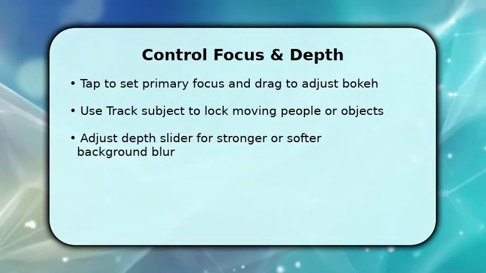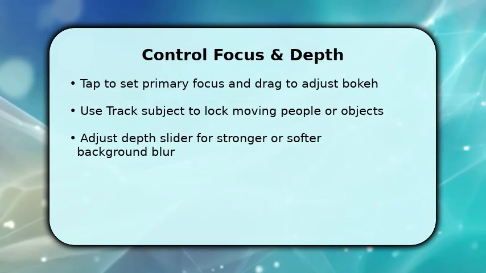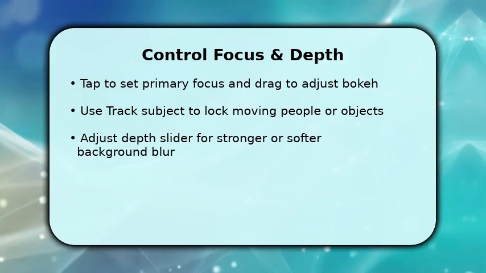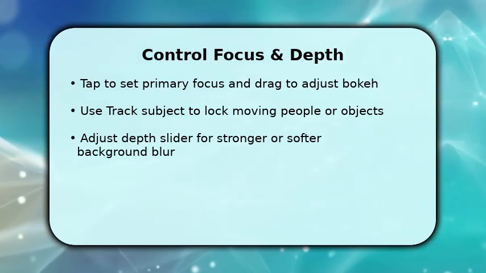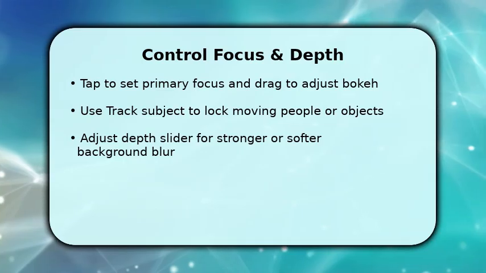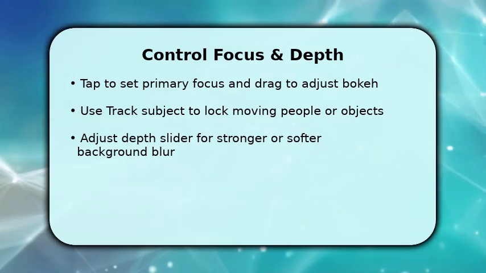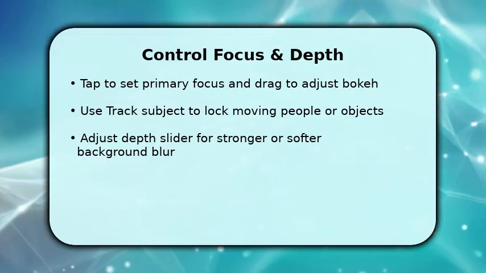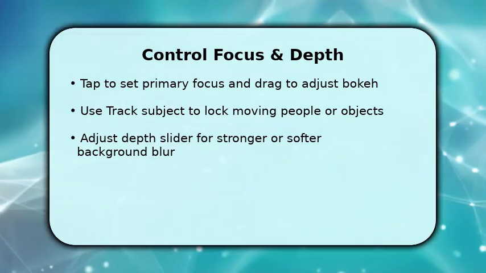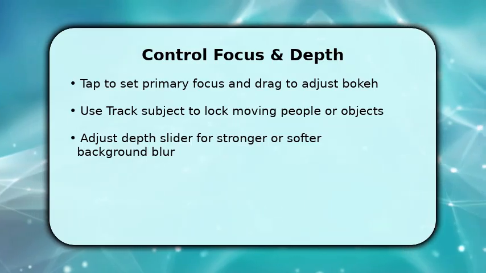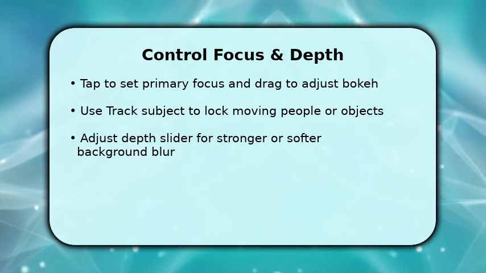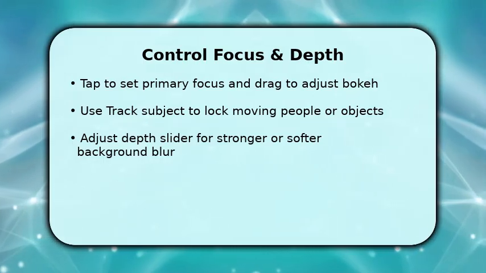Now you control focus and depth to shape the scene. Tap the subject to set primary focus and drag on screen to refine the bokeh intensity, because subtle changes affect perceived cinema quality. Make sure to enable track subject for moving people or objects so focus follows reliably. Also, use the depth slider to push the background blur for portrait drama or lower it for context. Small adjustments often yield the most natural cinematic look.